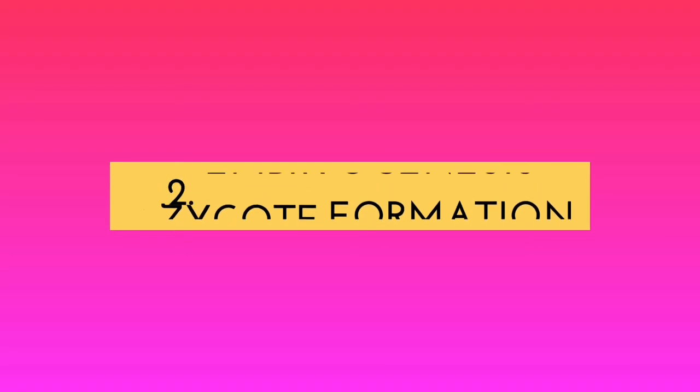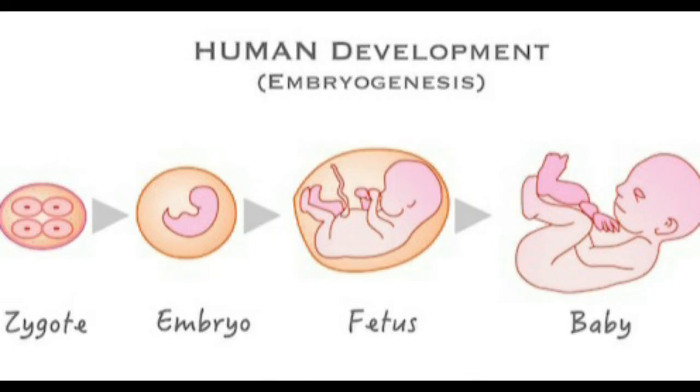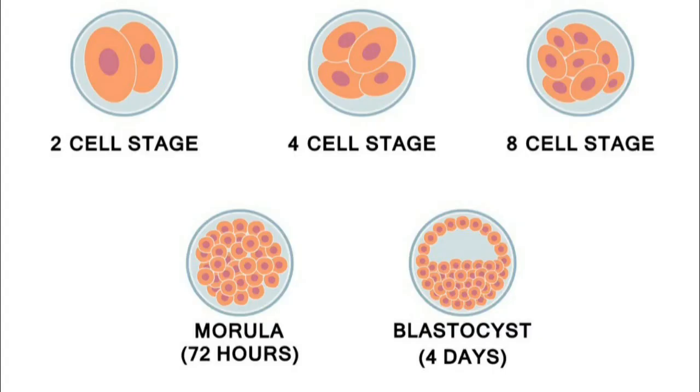Stage 2 is embryogenesis, and it is the process of development of the embryo from the zygote. During embryogenesis, the zygote undergoes cell division and cell differentiation. Cell divisions increase the number of cells in the developing embryo, while cell differentiation helps groups of cells to undergo certain modifications to form specialized tissues and organs to form an organism.